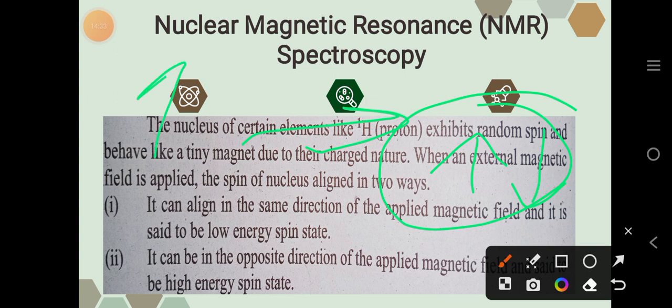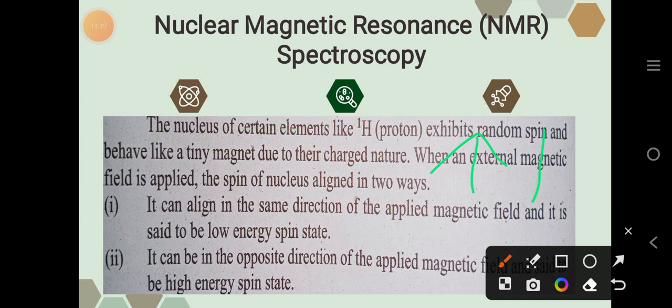Suppose if we apply a magnetic field, it can align to the direction of the magnetic field, or it will oppose the direction of the magnetic field. So this is what happens in nuclear magnetic resonance spectroscopy.